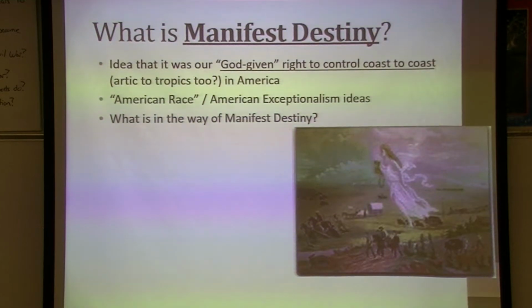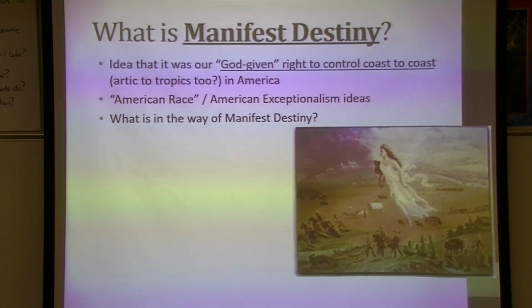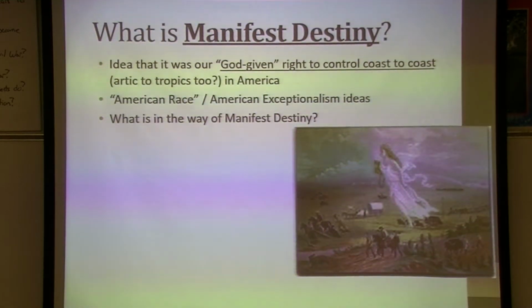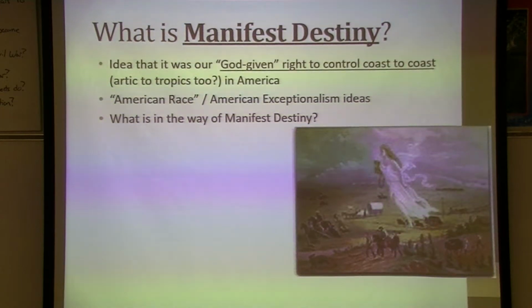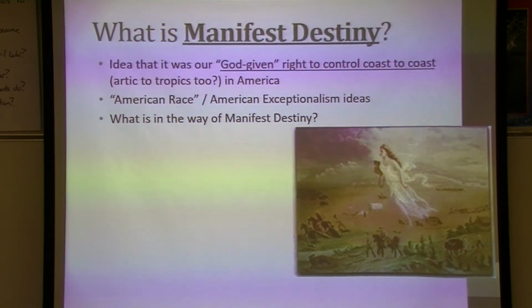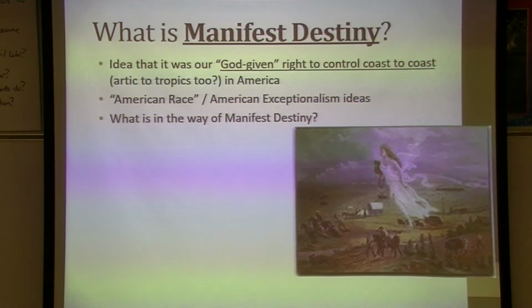All right, a term you should be familiar with is manifest destiny. This is where, from the beginning of our country, Americans had thought it was our God-given right to control area from coast to coast, from sea to shining sea. A lot of times when other countries have this idea, we think that they are radical or fanatics. But it's okay for us, and this is where the idea came, because we were exceptional, the American race.